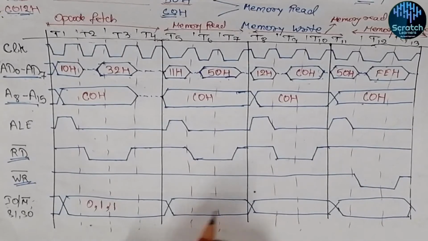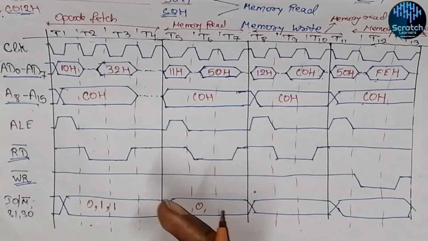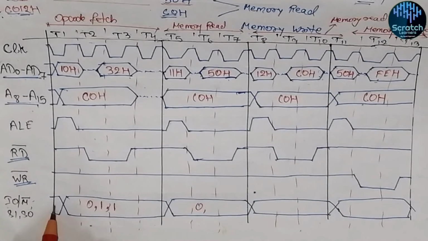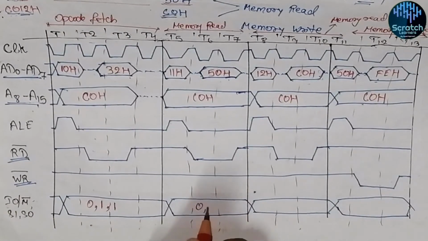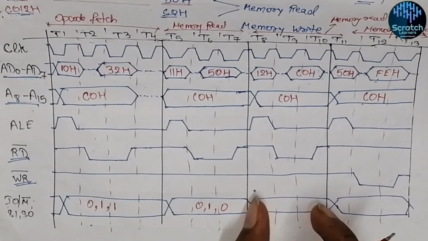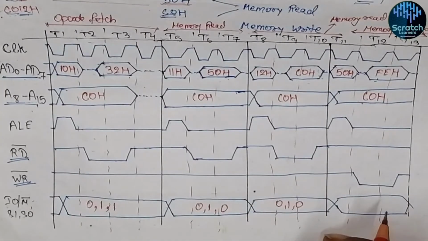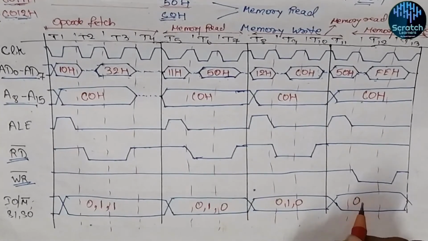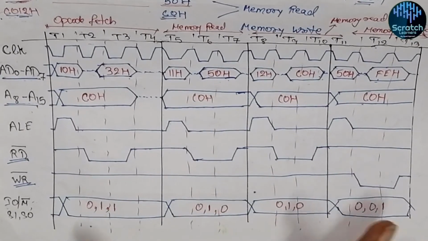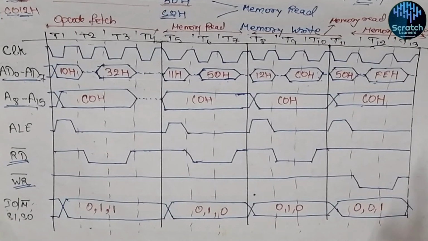In the memory read machine cycle, the value of IO/M bar signal remains 0 because this is a memory instruction. So IO/M bar will remain 0, that is, it is a memory read instruction. S1 will be 1 and S0 will be 0. Then again, this is also a memory read cycle. So here also the same values 0, 1, 0. Then in the memory write cycle, IO/M bar is 0, S1 is 0 and S0 is 1. So these are the corresponding values, and that's all about the timing diagram of the STA instruction.